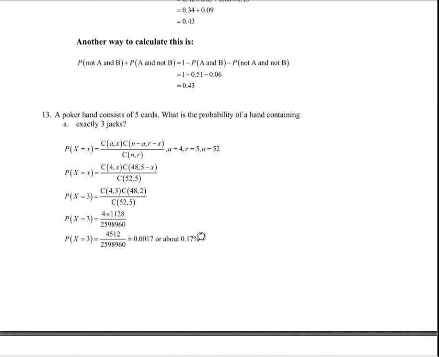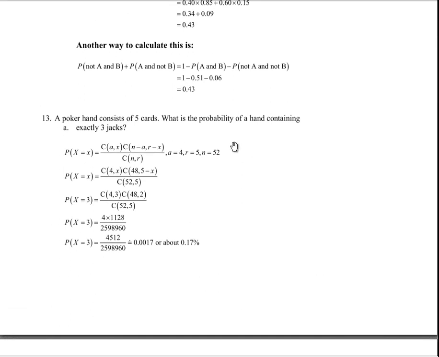So for question number 13, a poker hand consists of 5 cards, and you're asked, what's the probability of a hand containing exactly 3 jacks? So we're talking about getting a jack, so there's 4 jacks in a normal deck of cards, so that's why A would be 4. We're selecting 5, so R would be 5, and there's 52 cards in the deck.